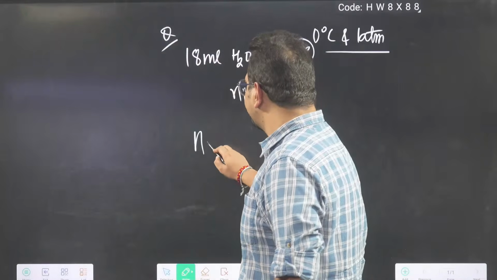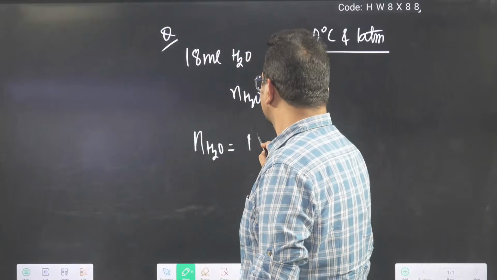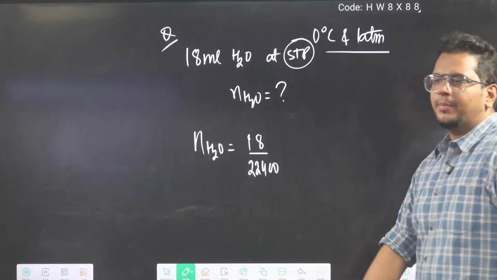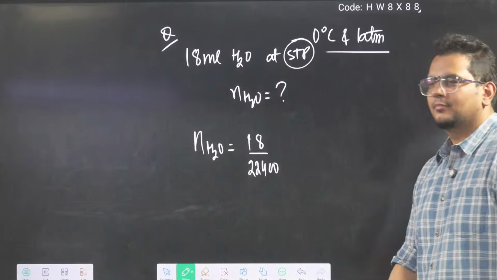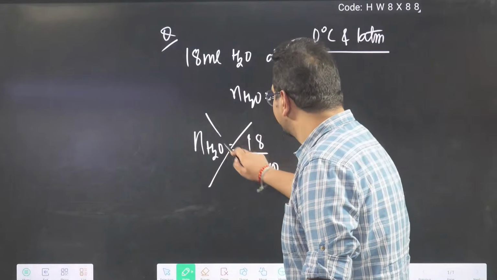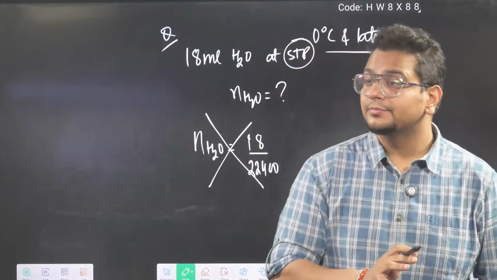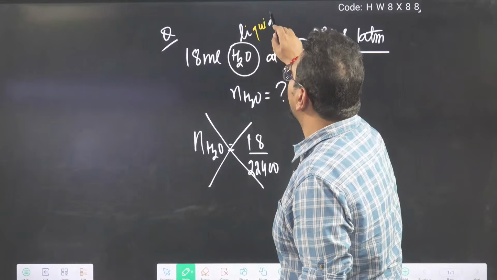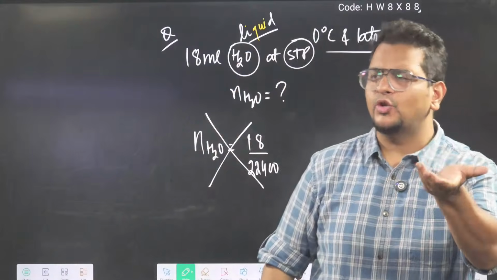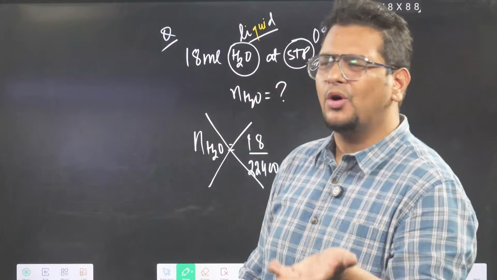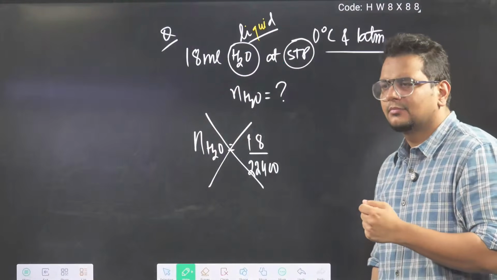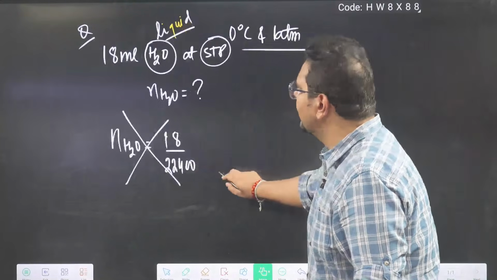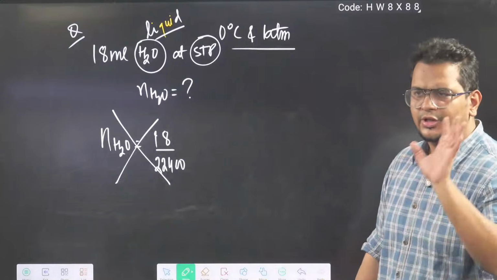Are you applying this formula? Totally wrong. Because water is a liquid. Until they mention water vapor, you cannot assume it to be vapor, bhai. At 0 degrees Celsius, water is not existing as a vapor. Clear, bhai?